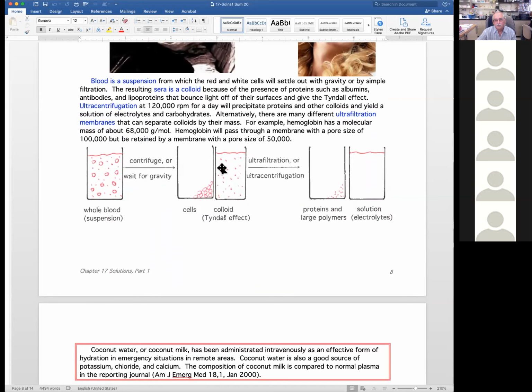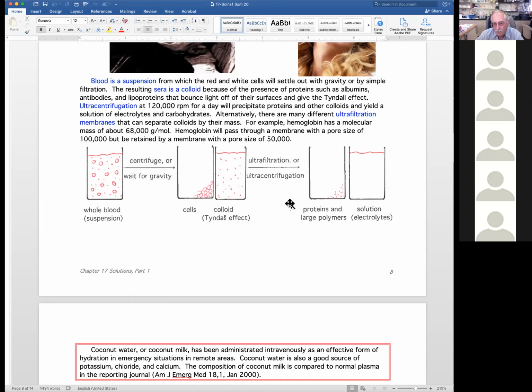This would be your serum. So if you take your sera and you shine light through it, you're going to see the Tyndall effect because of all the large proteins in there, things like that. And then most textbooks will just stop right there. They forget that for the last 50 years, we've had ultrafiltration and ultracentrifugation.